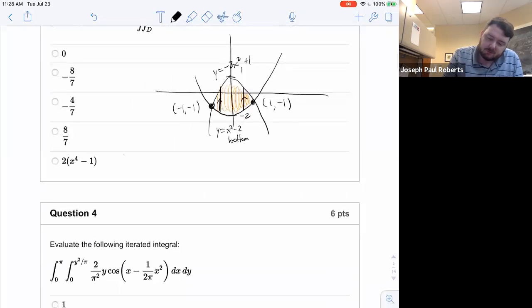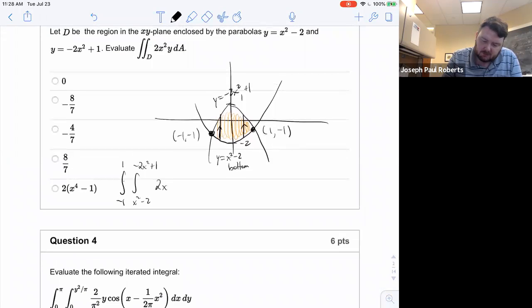So our bounds are then going to be minus 1 to 1, x squared minus 2 to minus 2x squared plus 1. And then our integrand is 2x squared y, dy dx. So you get minus 1 to 1, x squared y squared, evaluated between minus 2x squared plus 1 and x squared minus 2.